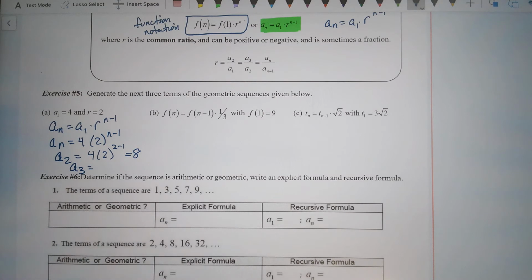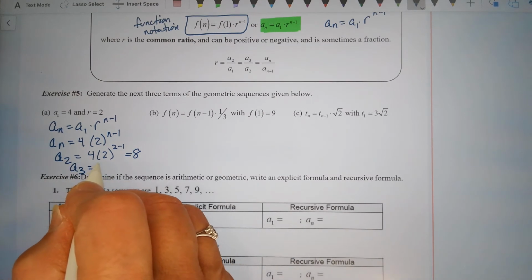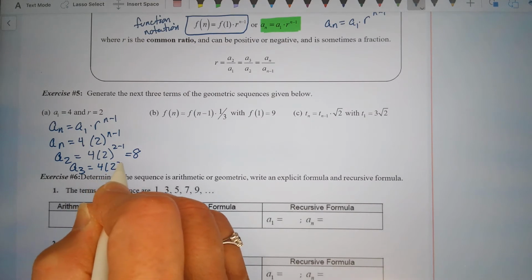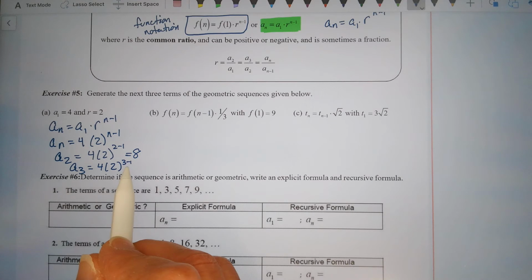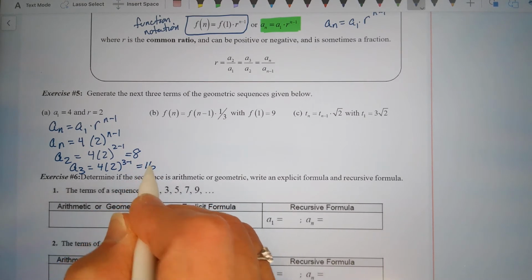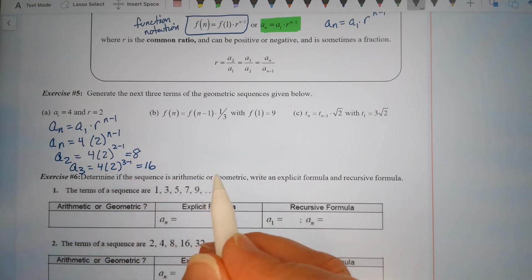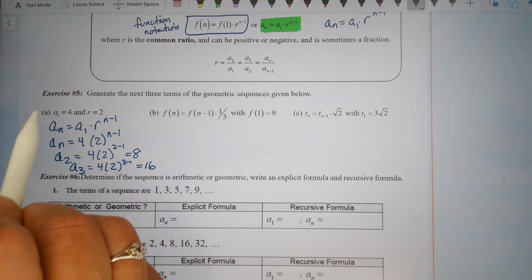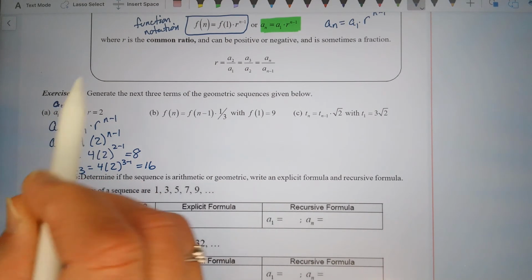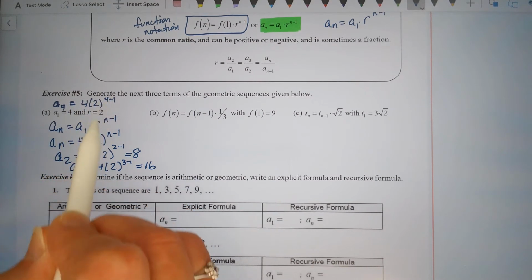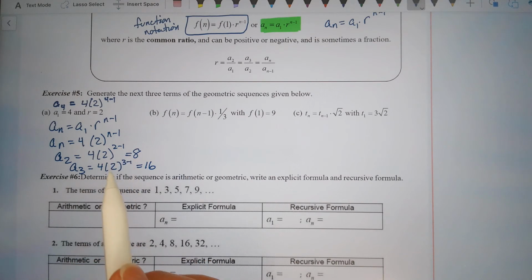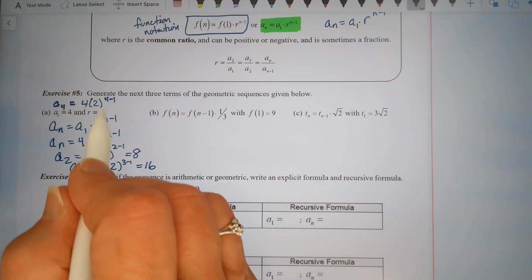The third term is 4 times 2 raised to the 3 minus 1. That's 2 squared, which is 4, times 4 is 16. And the fourth term, I'll try to squeeze it up here, is going to be 4 times 2 to the 4 minus 1. 2 to the third is 8, and 8 times 4 is 32.